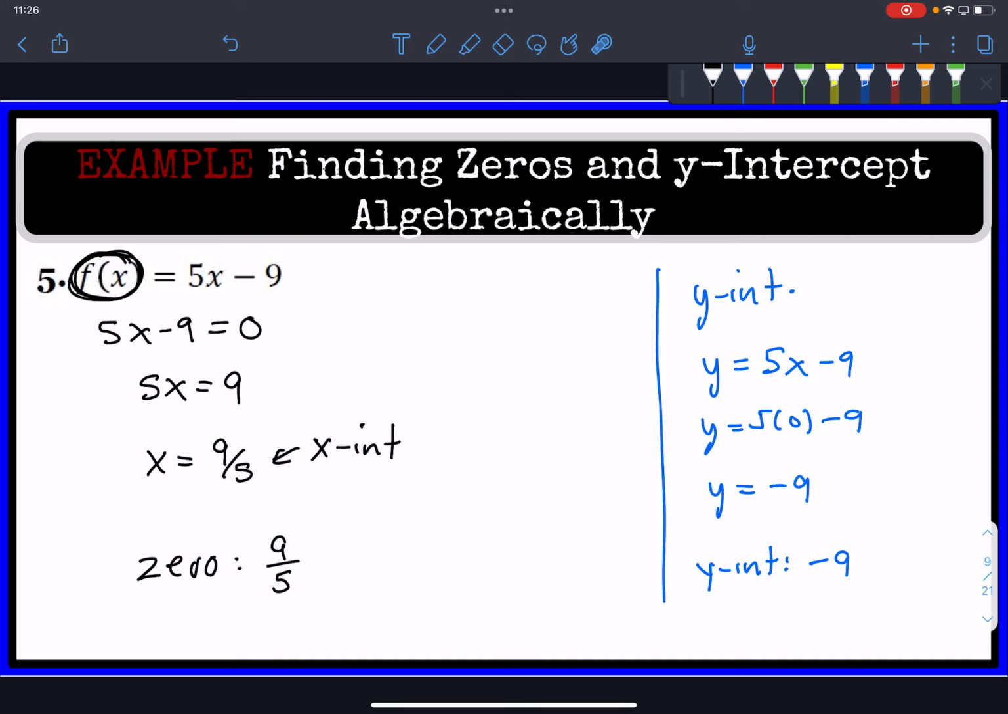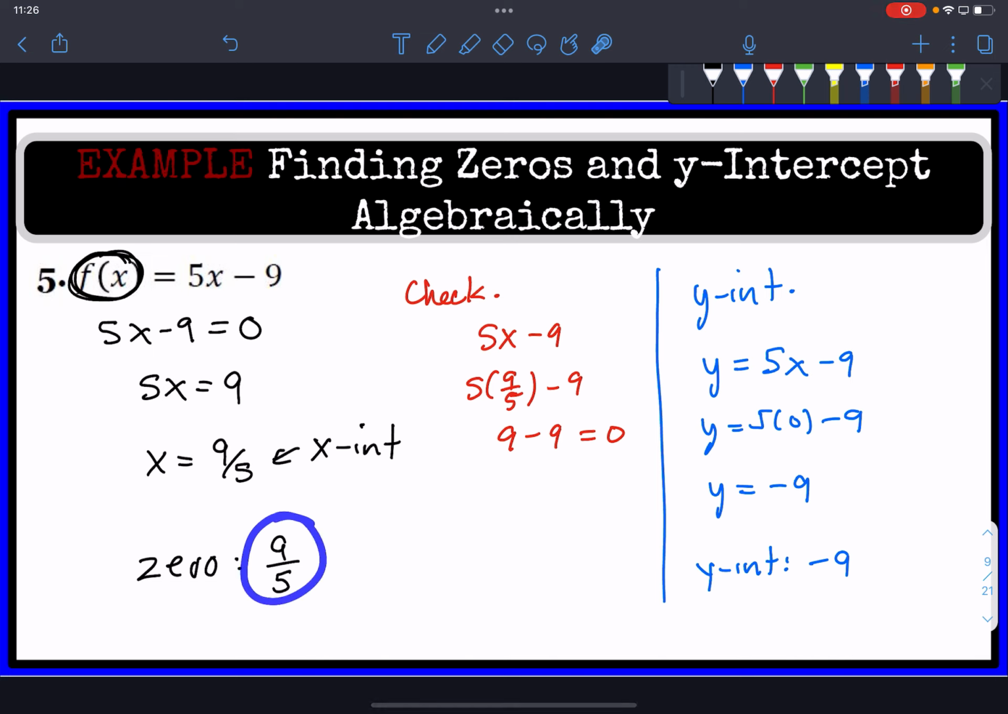And again, you can check and verify that this is true. 5x minus 9. Replacing the x with 9 over 5 gives me 9 minus 9, which again is equal to 0. That's why it's referred to as a zero. That's why this value here is referred to as a zero, because it makes the function, the equation, equal to 0.